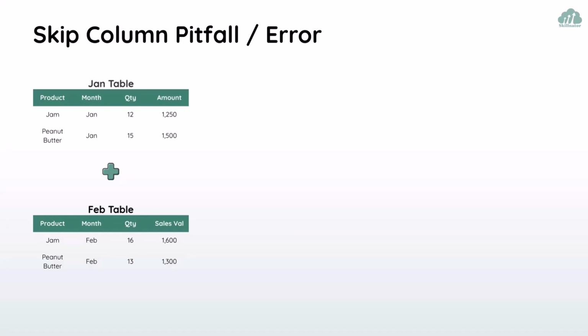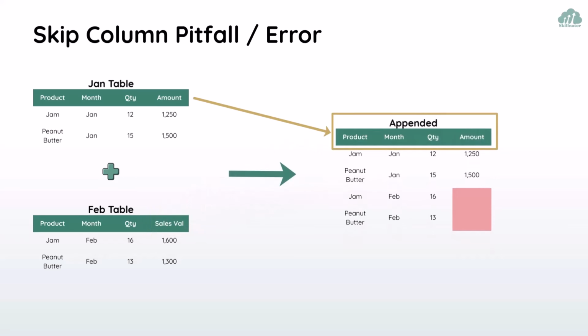Here's an example. In the January table, we have 4 columns: product, month, quantity, and amount. In the February table, the first 3 columns are consistent: product, month, and quantity. But the 4th column is called sales value instead of amount. When we append these tables, Power Query will only include the 4 columns from the first table. In this case, it's the January table.